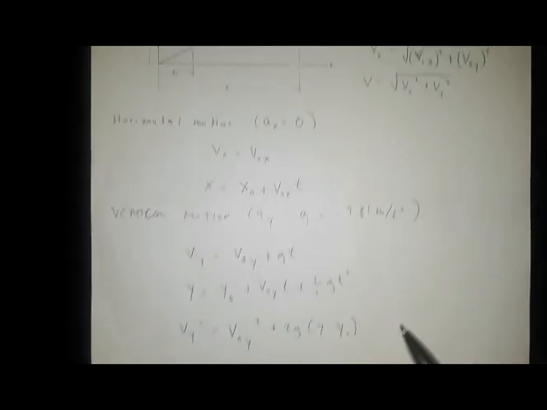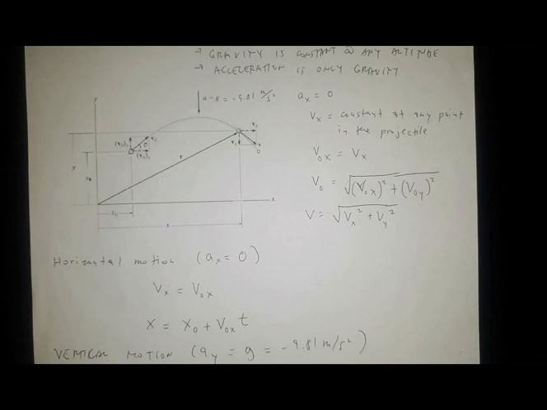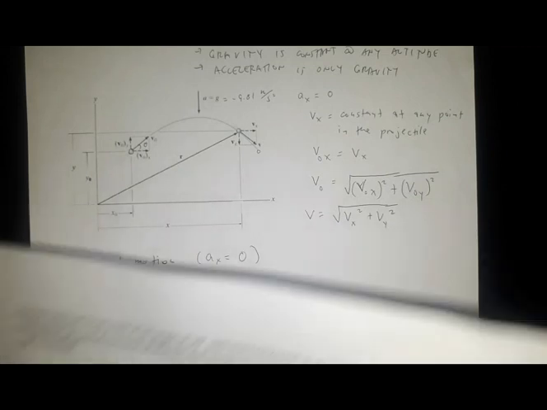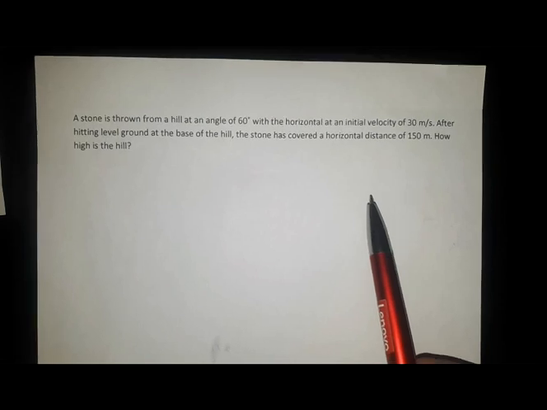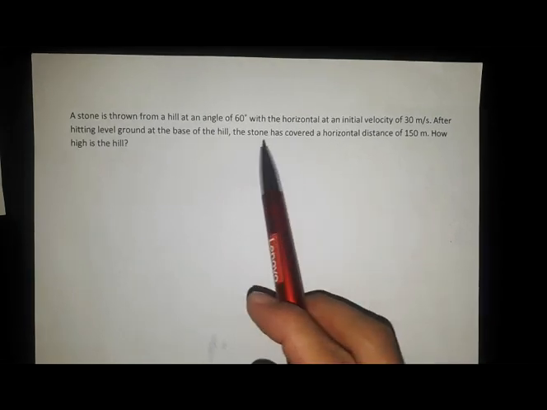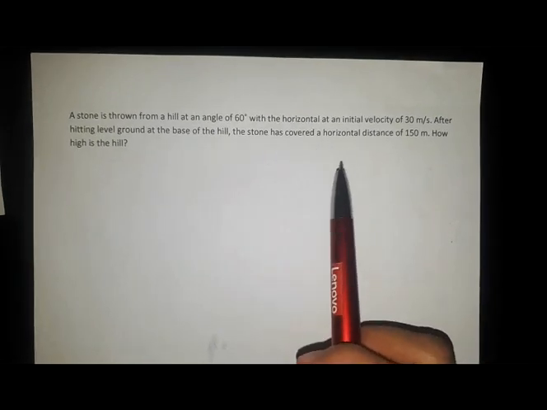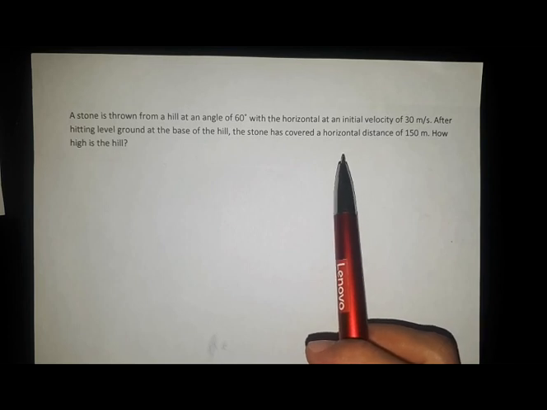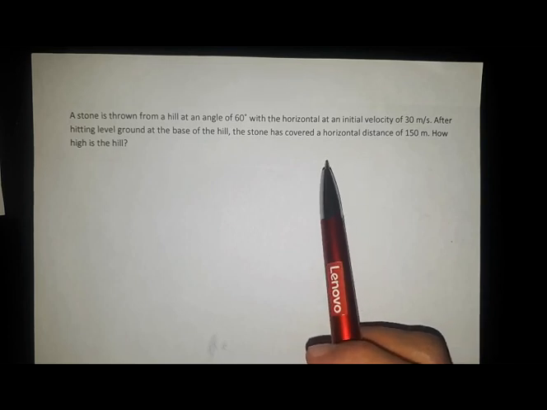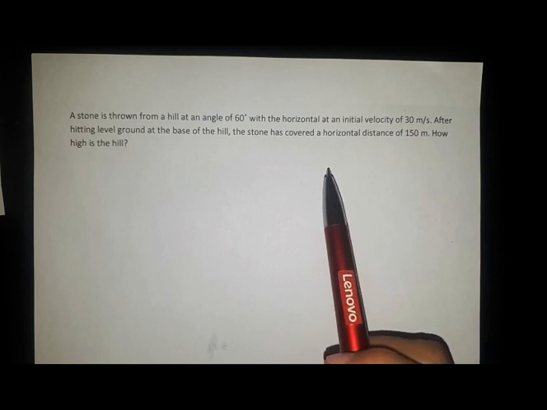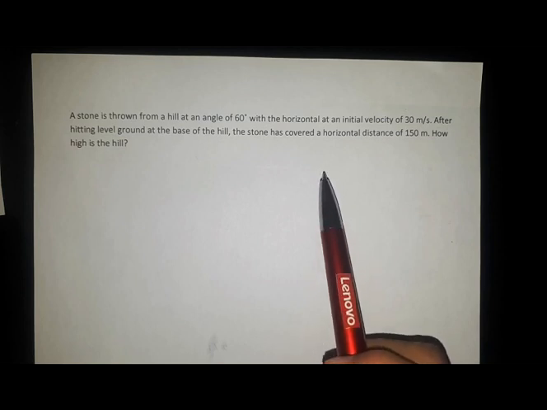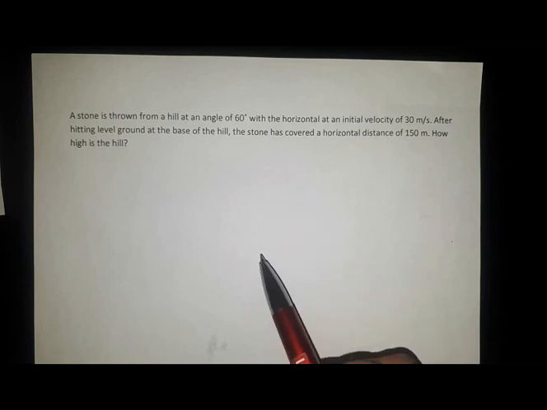So let's solve an example. A stone is thrown from a hill at an angle of 60 degrees with the horizontal at an initial velocity of 30 meters per second. After hitting level ground at the base of the hill, the stone covered a horizontal distance of 150 meters. How high is the hill?